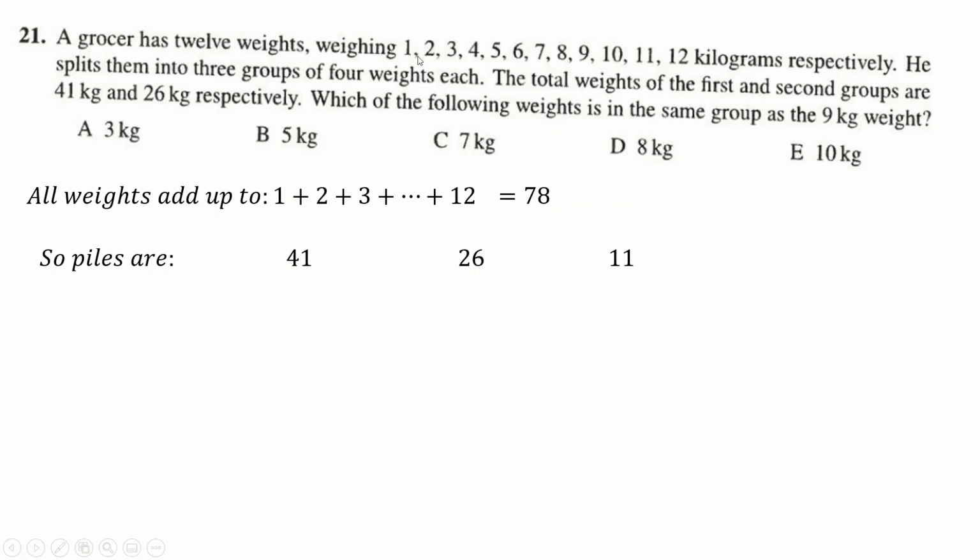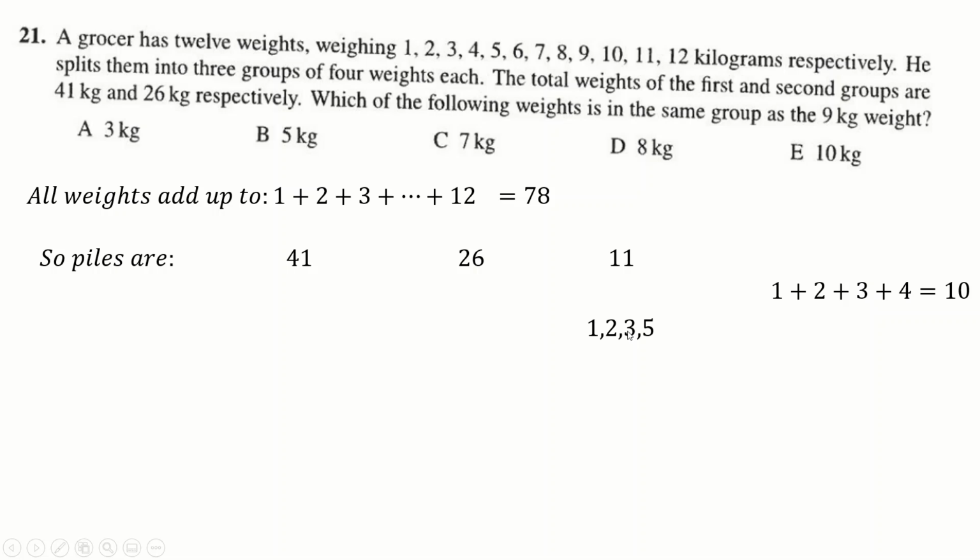So I thought, well, okay, what happens if you just add up the 4 smallest weights? 1 plus 2 plus 3 plus 4. That's 10. So the only way to make 11, I can't increase this weight by 1, because I don't have 2 2s, and likewise for these. So I can only increase 4 to 5. And so this pile must be this.